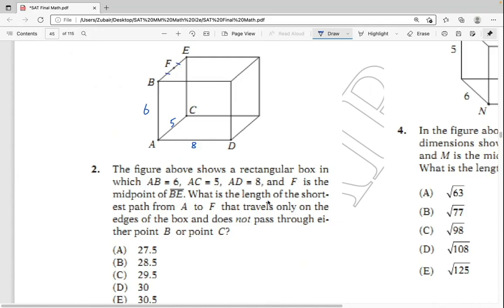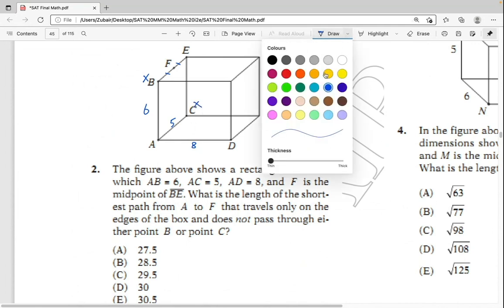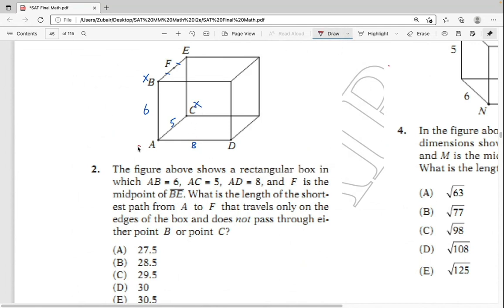What is the length of the shortest path from A to F that travels only on the edges of the box and does not pass through either B or C? It cannot pass through B, cannot pass through C. And we have to travel on the edges, starting from A and ending at F. So if I cannot go to B and C, there's no other way. I have to go through 8. So this first line is 8.